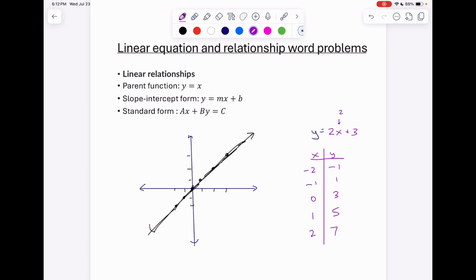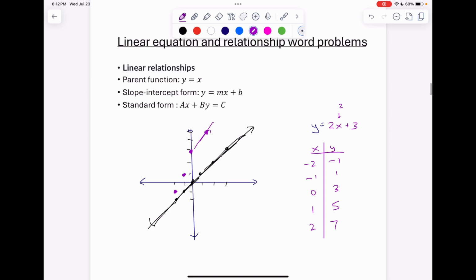So let's plot those points. I have -2 on my x, -1 on my y. I have -1, 1. I have 0, 3, that's going to be up here. I have 1, 5, that's going to take me up 2 more points on my y-axis. You can see I'm still making a line, right?